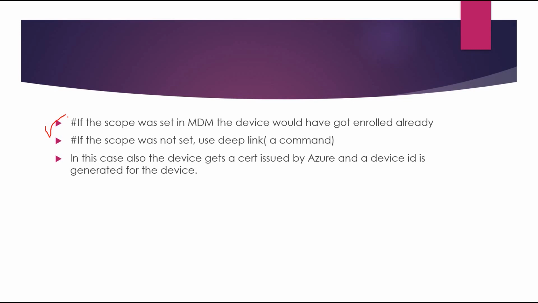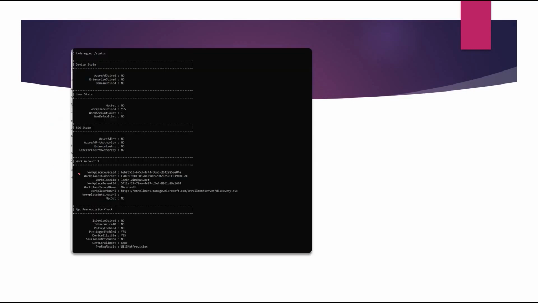However, if the device was not in that scope, then we can make use of something called a deep link. It is a command, and we will talk about it later, which will also trigger that enrollment if it did not happen automatically earlier. In both cases, the device gets a cert issued by Azure and the device ID is generated. That is how the device knows that it trusts it. So this is a device which has been Azure AD registered.